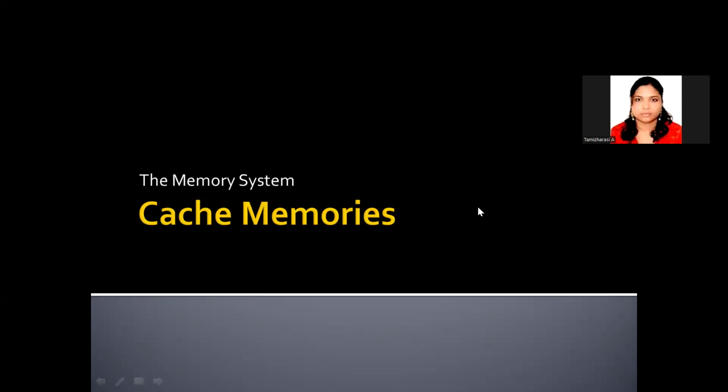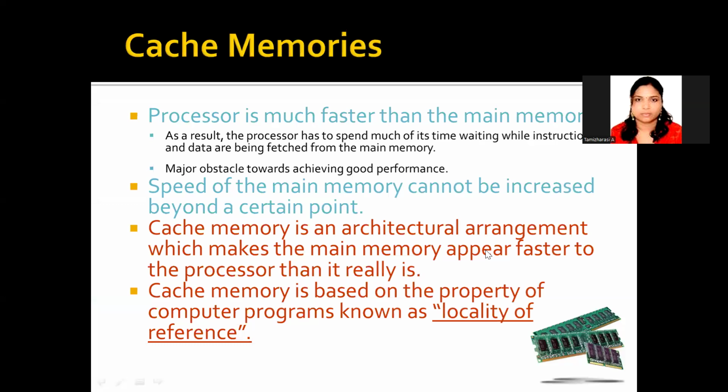Hi all, in this video lecture let us see about cache memories. So we all know the processor is much faster than the main memory. To increase the speed of the processor, we can use the cache memory, because we cannot increase the speed of the main memory beyond a certain point. So we can use a cache memory so that fetching the data from the cache memory is faster than fetching the data from the main memory.